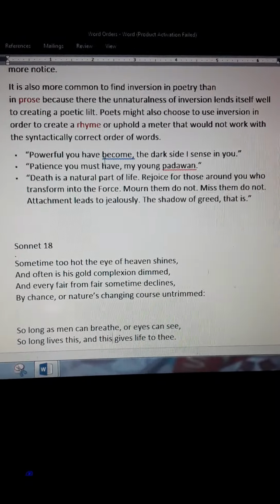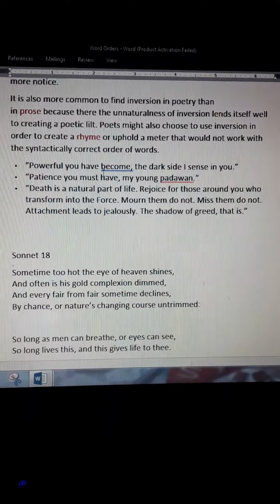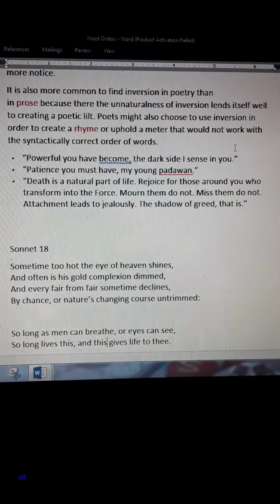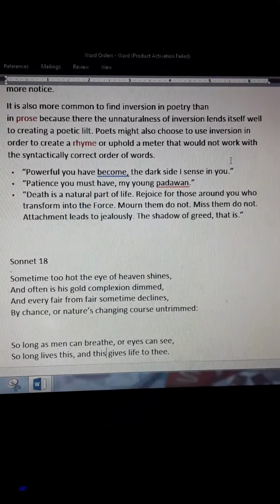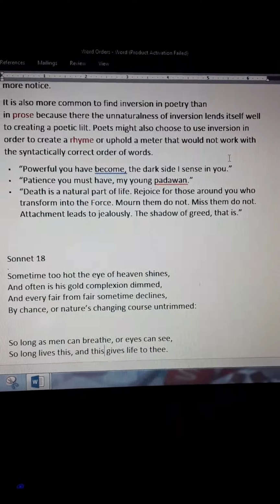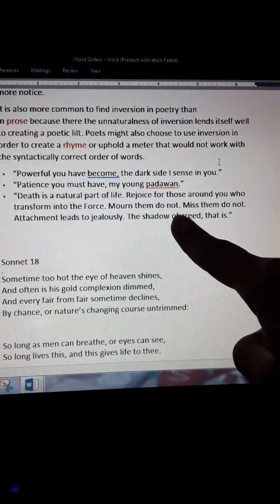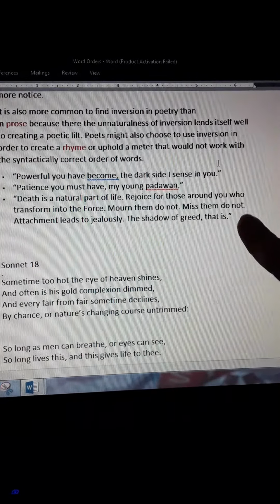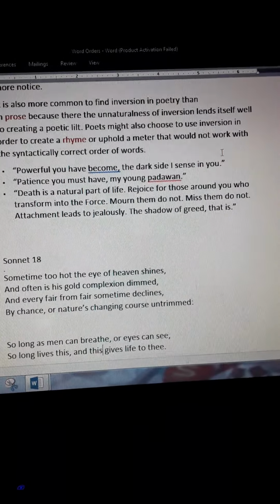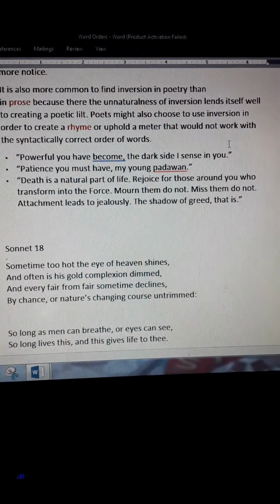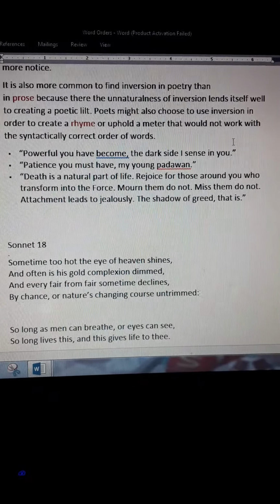Powerful you have become, the dark side I sense in you. Patience you must have, my young Padawan. Death is a natural part of life. Rejoice for those around you who transform into the Force. Mourn them, do not. Miss them, do not. Attachment leads to jealousy, the shadow of greed that is. So those are perfect examples of inverted word order.